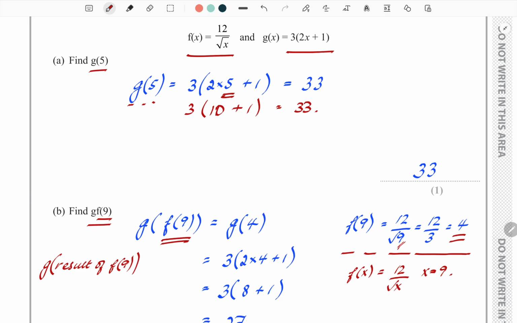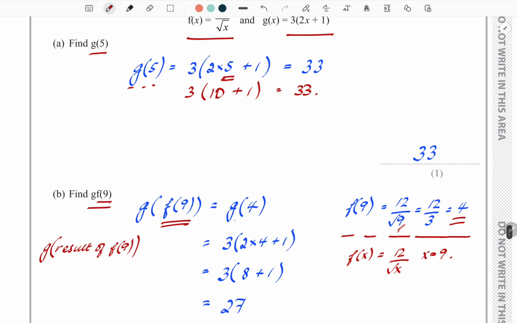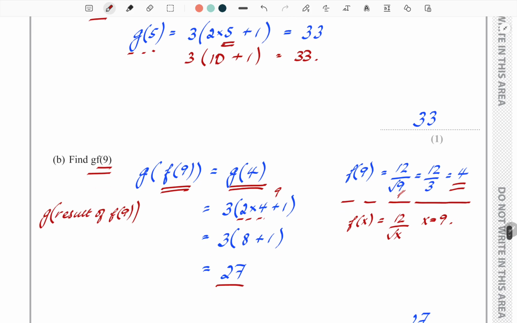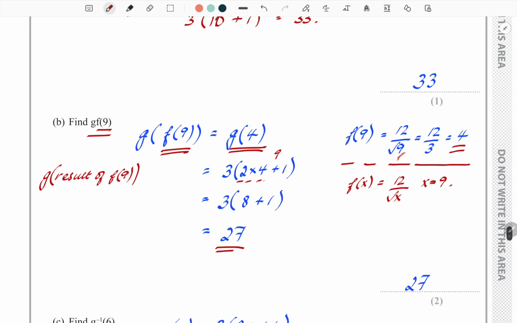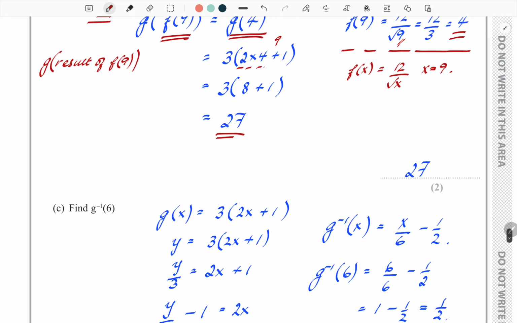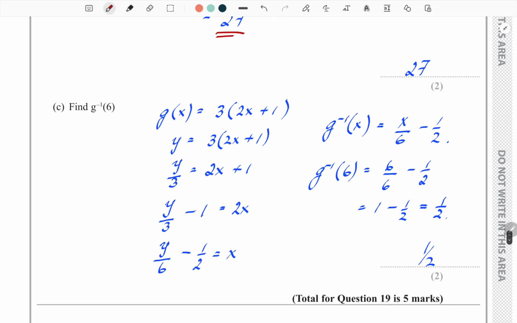All right. Take the 4 and put that into g now. Exactly the same as we did before. We do 2 times 4, 8 plus 1. So that whole thing becomes 9. All right. And 3 times 9 is 27. I hope that has been clear enough. Now, this next one.